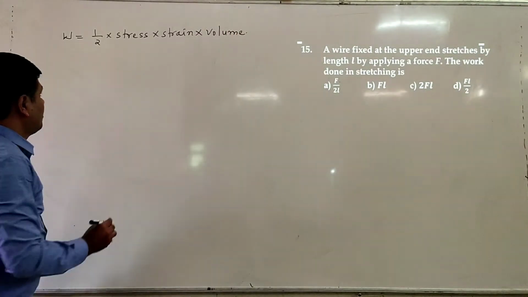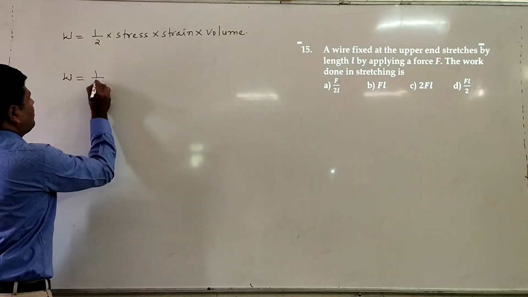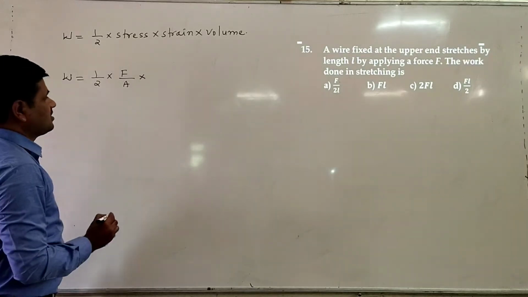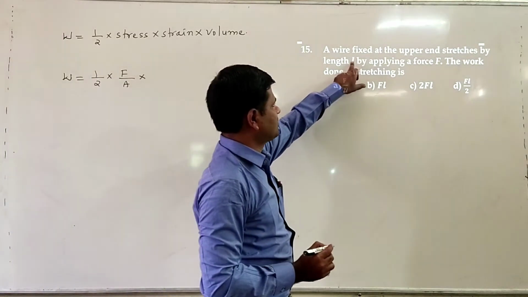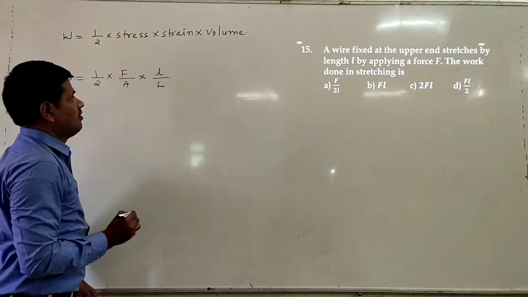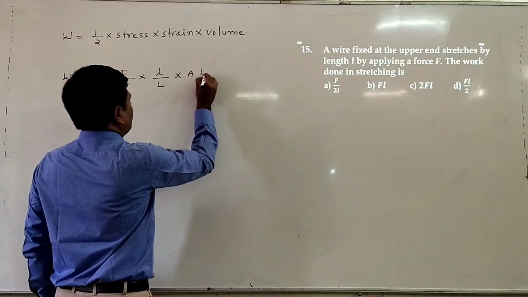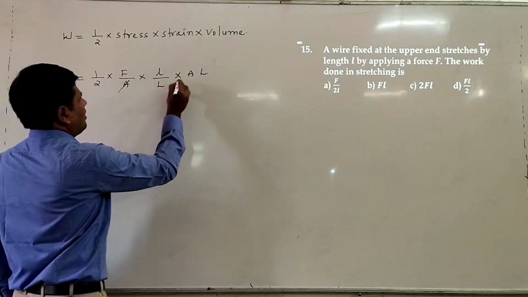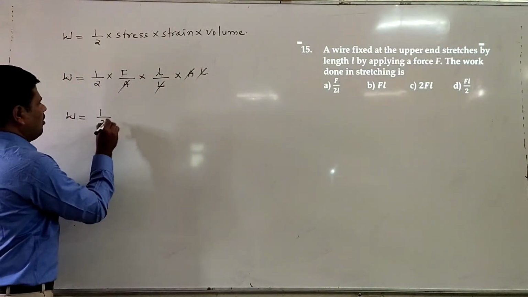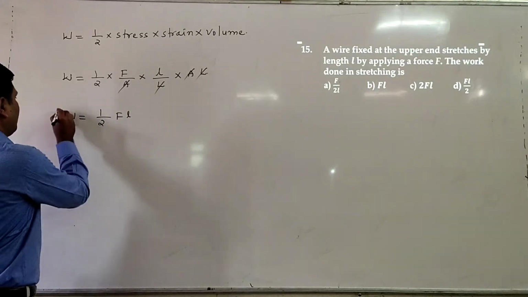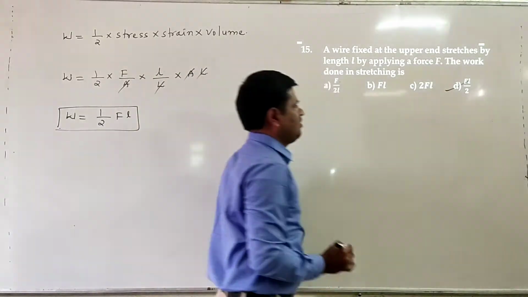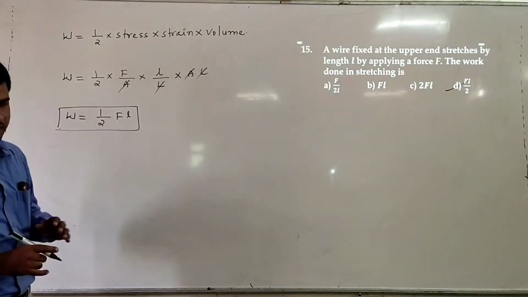This is a formula. Now work done can be written as half into stress, where stress is equal to force by area, into strain. Strain means change in the length by original length. Change in the length is the stretched length, which is given. Here original length I have taken as a capital L. Next, volume can be written as area into length. Now A cancels, L also cancels. Now what are we getting here? Work done is equal to half into F into L. Now half into F into L means FL by 2. That is the correct option here.